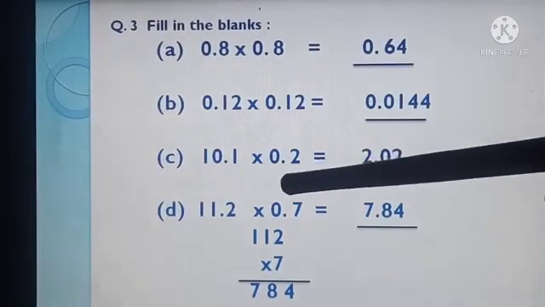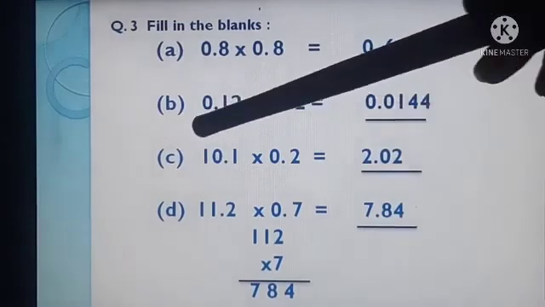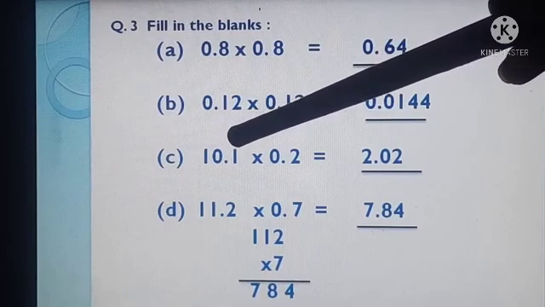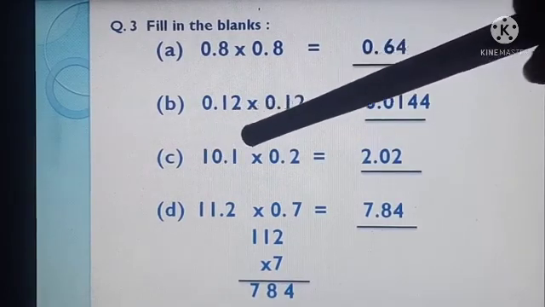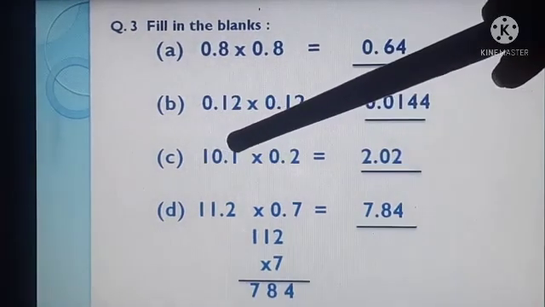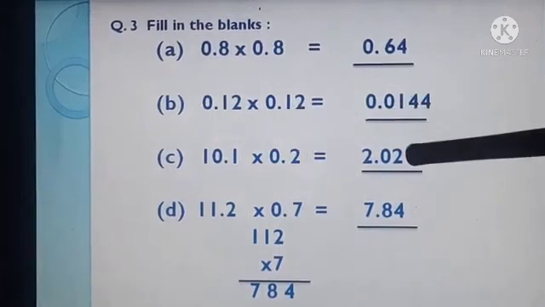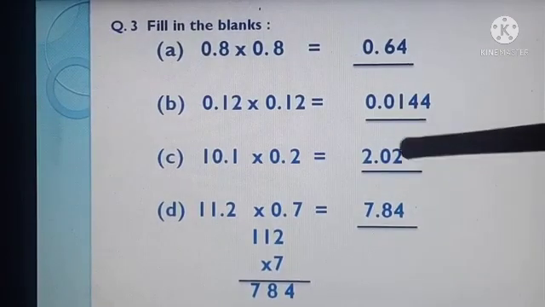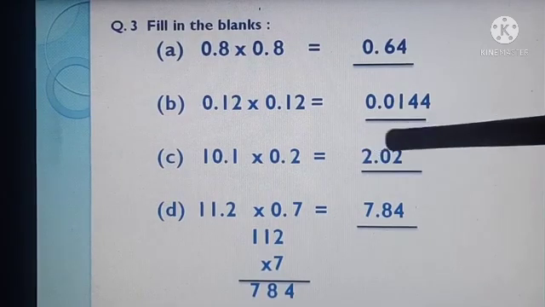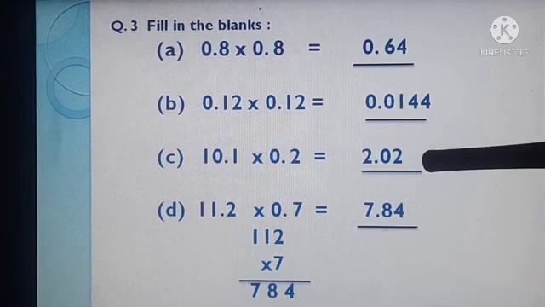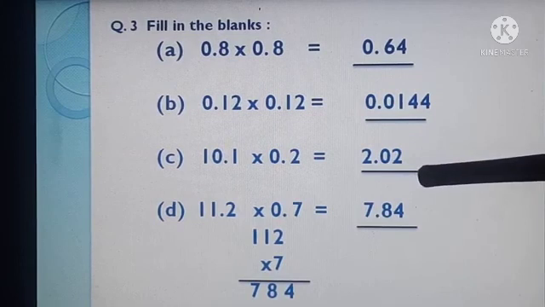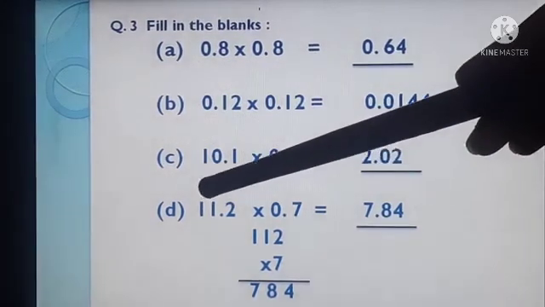Now next part, C part. 10.1 multiplied by 0.2. 10.1, we can read it as 101 if we are not including the decimal. 101 multiplied by 2 is 202. Now after the decimal there are 1 and 2 digits. So start counting from the last place, 1 and 2. Now we will put the decimal. So our answer is 2.02. Simple. Be very careful when you are putting the decimal in your product. Right?